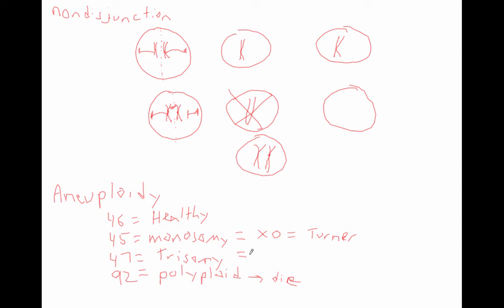Trisomy means that you have 3 copies of one of the chromosomes. Probably the best known example is having an extra copy of chromosome 21. So I'm going to write 21 here. So you have 3 copies of 21. 21 times 3. Chromosome 21 is in triplicate. And this is Down syndrome.